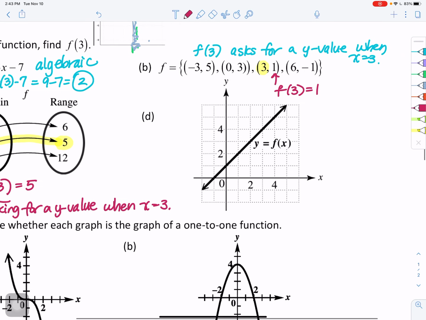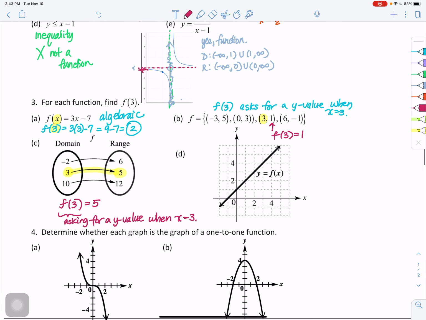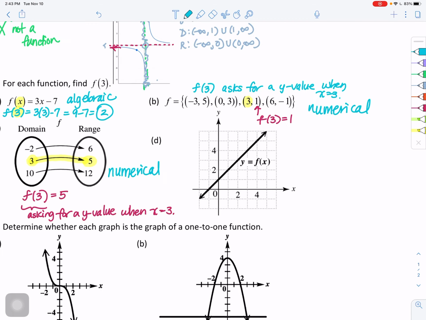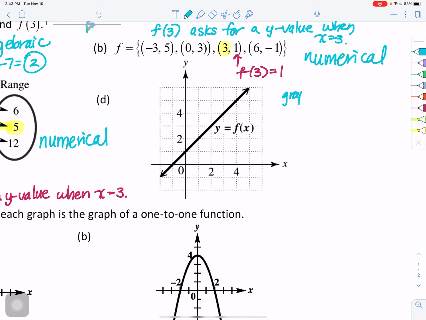Okay, and let's look at D now, and this is numerical here. And you can also consider this the numerical way when you're given values. And now we look at the graphical way to find function values. So f of 3 means what is the y value when x is 3? So I'm going to look up until I get to this point right here. So when x is 3, y is 4. So f of 3 is 4.